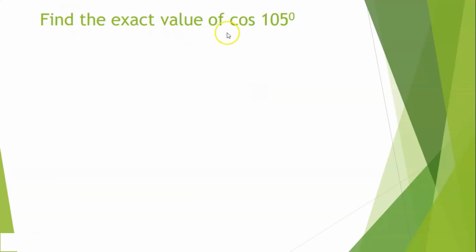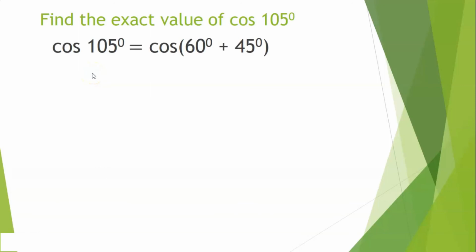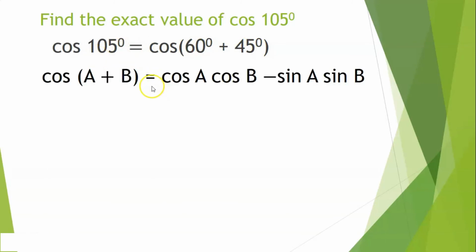Find the exact value of cosine 105 degrees. Now take note, 105 is not a special angle. So it's very important to rewrite this in terms of the special angles. With this, we can have cosine 105 equal to cosine of 60 plus 45 degrees. 60 plus 45 will end up with 105 degrees. So with this, we can make use of the cosine addition identity.